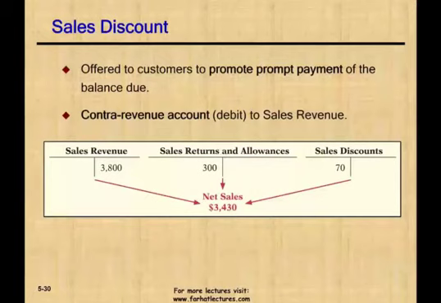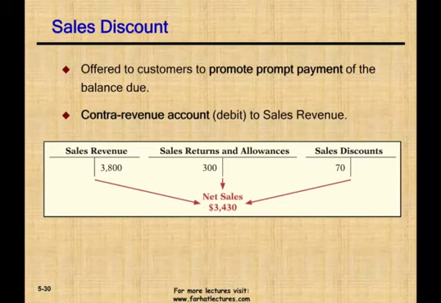Sales discount. Remember, we had a purchase discount. The purchase discount will have another counterparty, the party that offered you that discount. Guess what? They're going to get less money. It's offered to the customer for prompt payment. It's a contra revenue account. Sales discount is a new contra revenue account.